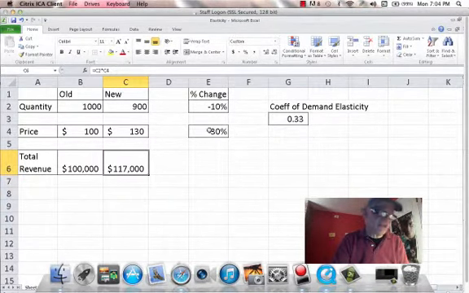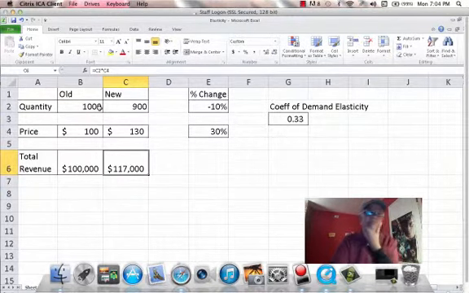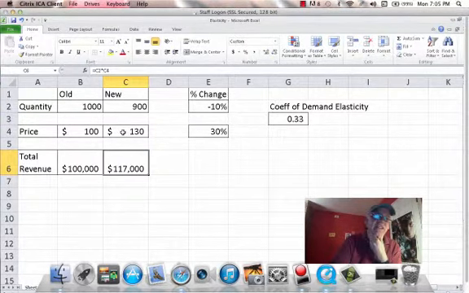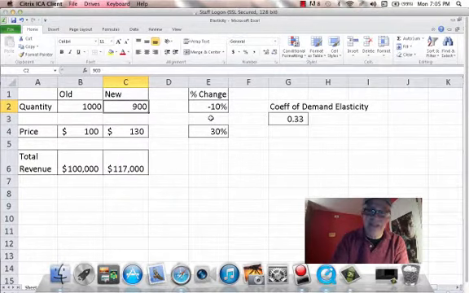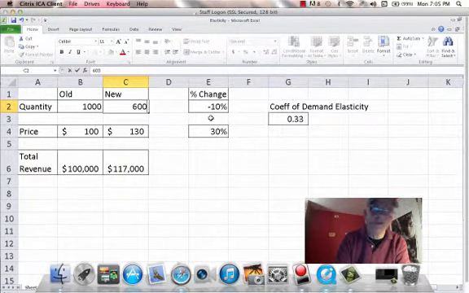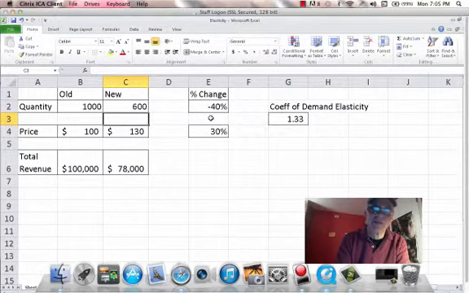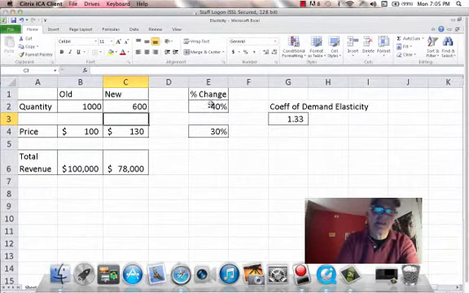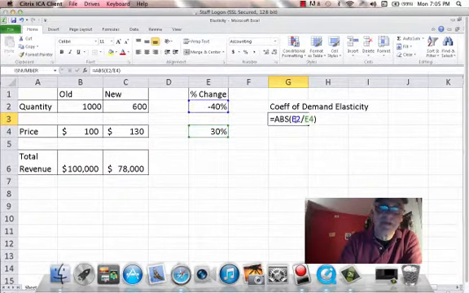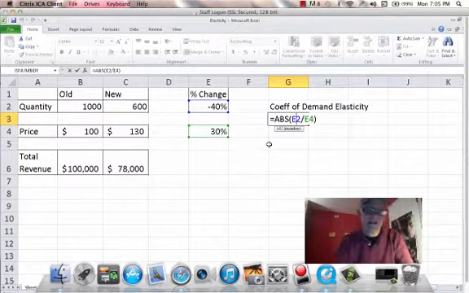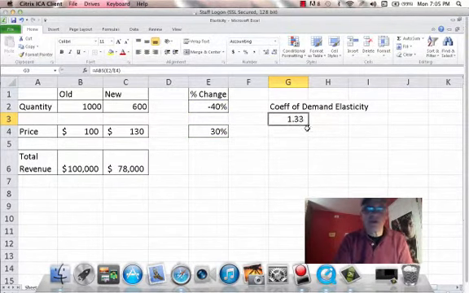So here, let's take a look at if it is the other way around. If it's elastic, I raise my prices, and quantity demanded goes down a lot. Same thing, we raise it by 30% here, but the quantity demanded, let's say people just stop buying it, 600. They don't go for my shoes, they go for somebody else's shoes. Boom. So again, here we can see the percent changes automatically in Excel. It's the 40% change of quantity by the 30% of price. My coefficient of demand elasticity, which just takes the 40 divided by the 30, comes out to 1.33, or it's greater than 1.